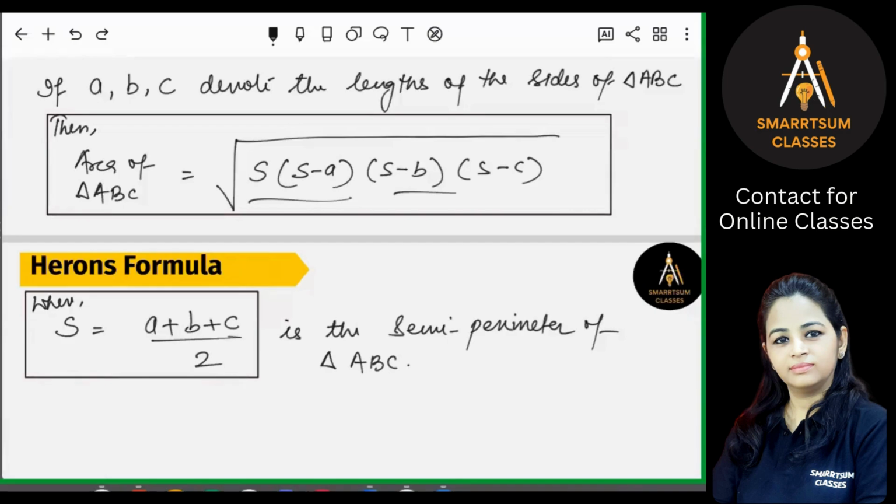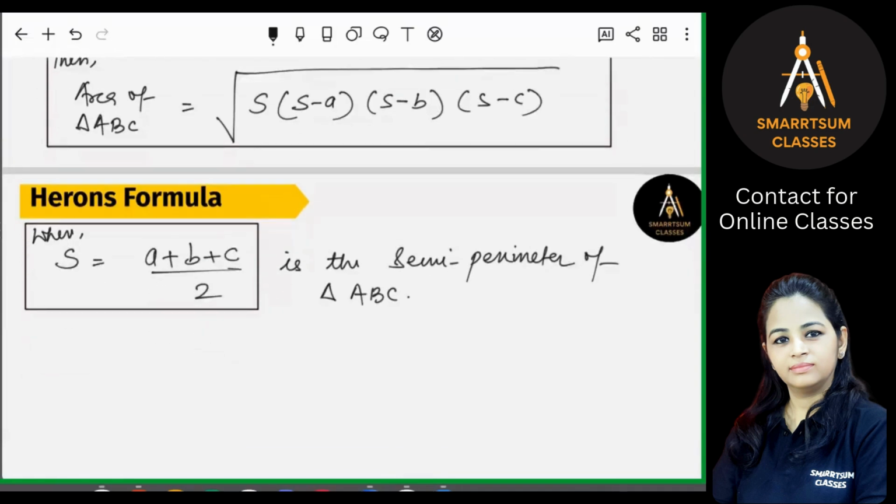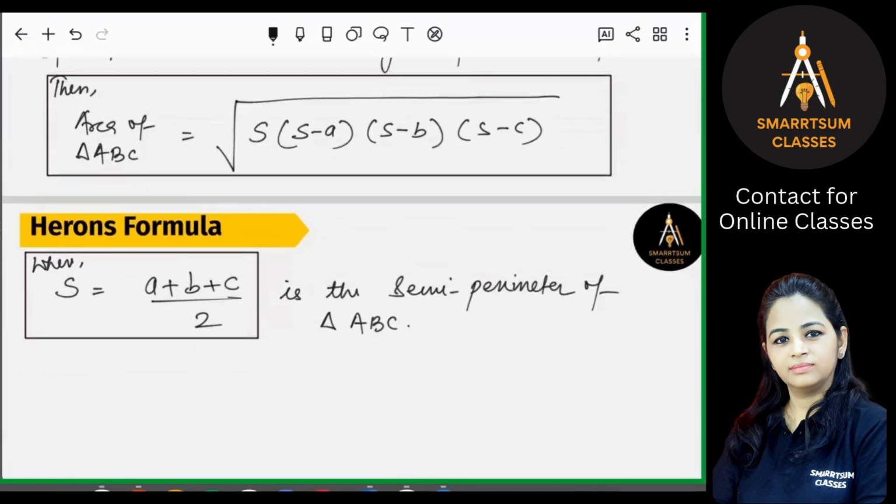So this mathematician, he is a writer in applied mathematics, and he gave this relation among the three sides and the area of the triangle. And this formula is applicable to all types of triangle. It is not that it is applicable only for a scalene triangle. This formula is applicable to all types of triangle, whether it is a right angle triangle, an isosceles triangle, equilateral triangle or scalene triangle. Is that clear?